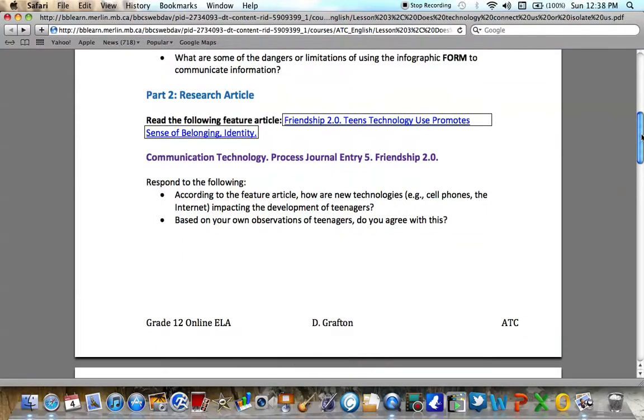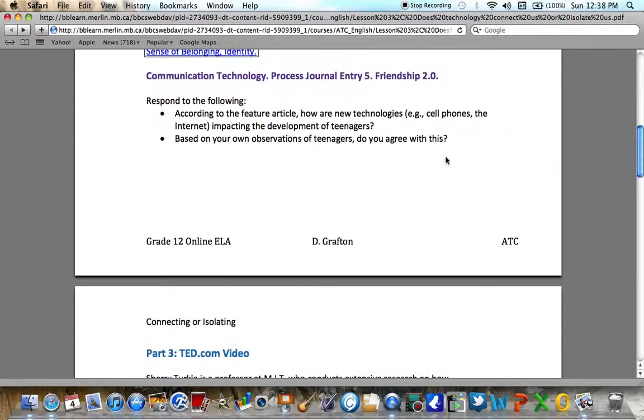So you're going to read that feature article. And after you read the feature article, you're going to make a new process journal entry. And you're going to title this one Communication Technology, Process Journal Entry 5, Friendship 2.0. And there's a couple of writing prompts here to respond to in your process journal.